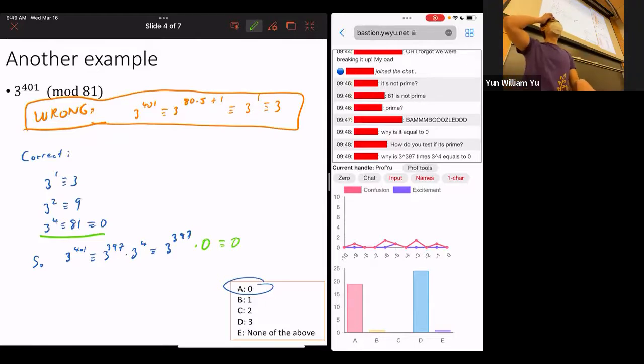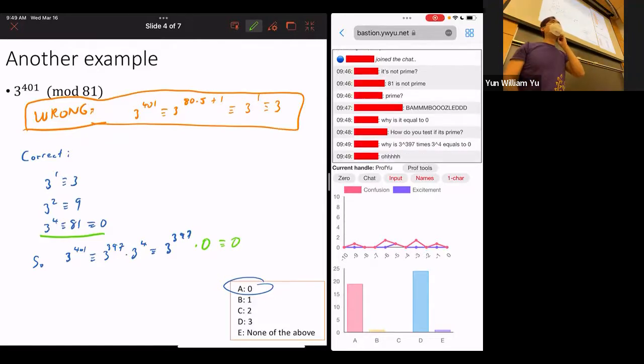So remember when I made you guys do the powers tables? What was it? 6 squared in mod 12, 6 squared, and any power of 6 beyond that was just 0, because 12 was not prime. In this case, 81 is not prime, and so there happen to be some examples of numbers where all of a sudden you get zeros. So 3 to any power greater than or equal to 4 is equal to 0.